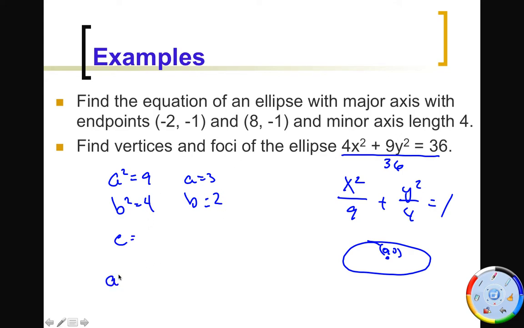So I would say a squared equals b squared plus c squared, using my Pythagorean relation. And I would say 9 equals 4 plus c squared. c squared equals 5. So therefore c is root 5.